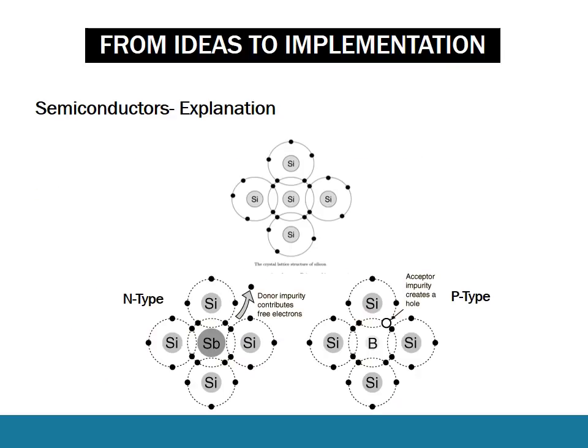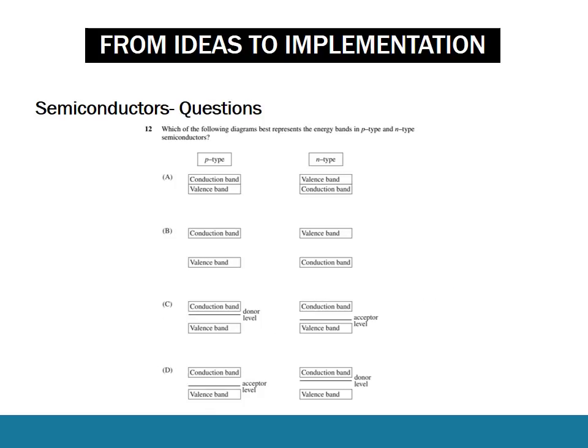Here are just some examples. We can see that the bottom left is an N-type, there's an extra electron. The bottom right is a P-type, there's a hole. Now, it's really important that you know the answer to this question. This question gets asked fairly regularly, and there's no way to figure it out. This is just one of the blatant memorizing points.